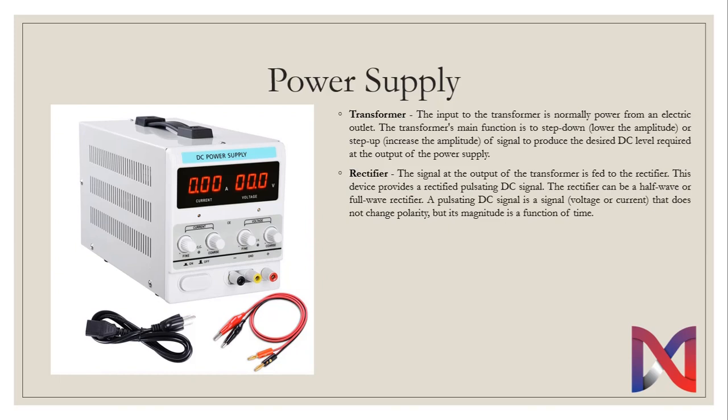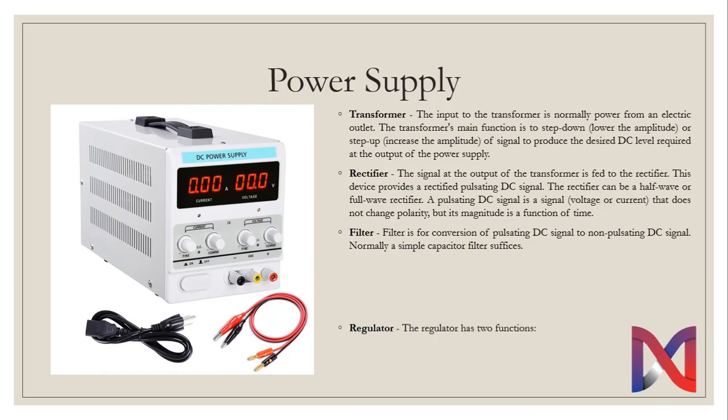Rectifier is basically converting the AC signal into DC. That is, from positive and negative waveform, it is converted only into positive waveform. The next part is filter. The basic purpose of the filter is conversion of the pulsating DC signal into a non-pulsating DC signal. Normally, a simple capacitor is enough for this purpose.